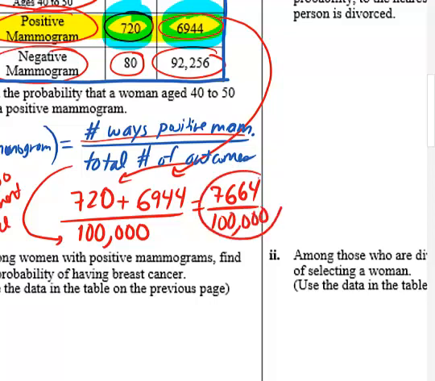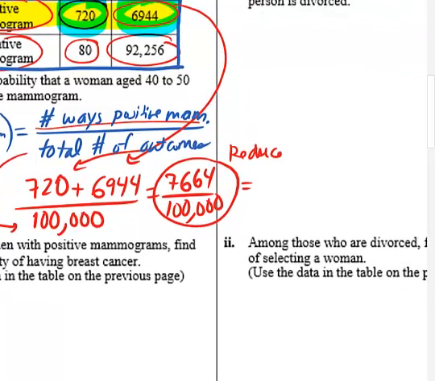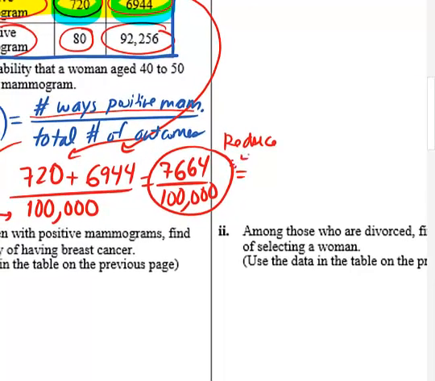And that's a good answer, but a lot of times they're going to want you to reduce. So I would try to reduce. Well, at least I know the numerator and denominator are divisible by 2. Actually, I think they're both divisible by 4. So let me see. I'm going to divide by 4. 7,664 divided by 4 is, sorry, 1,916. And then the denominator, of course, divided by 4 is 25,000. I think we can divide by 2 again. Oh my god, is this ever going to end? 958 divided by 2.